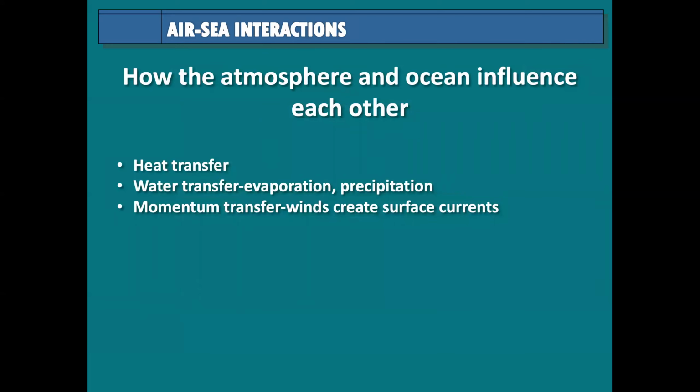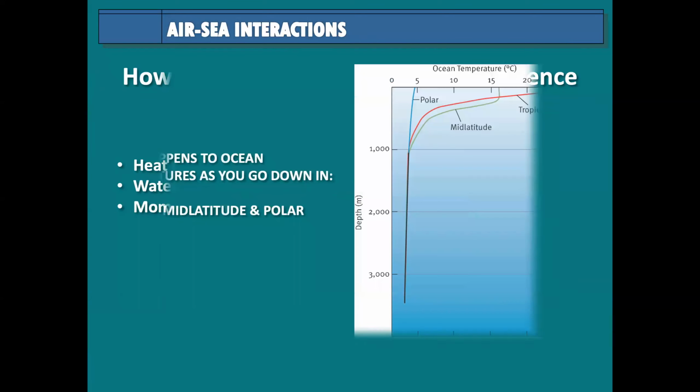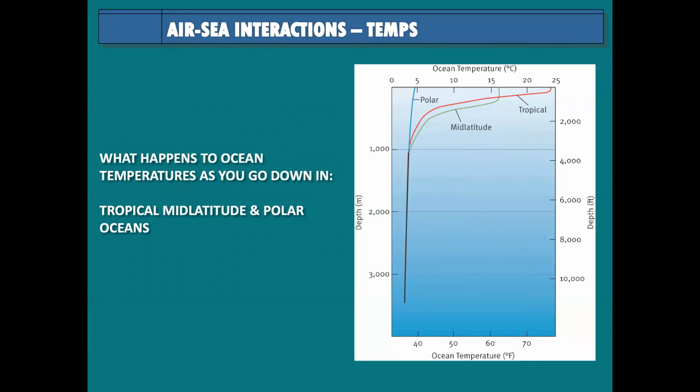Air-sea interaction, so how the atmosphere and the ocean influence each other. There's always a heat transfer. That transfer is responsible for the creation of surface currents. Think about the Gulf Stream off the coast of the United States. There's a cold current on the other side of the country, coming down from Alaska. So that's very cold, so it has a different set of conditions associated with it.